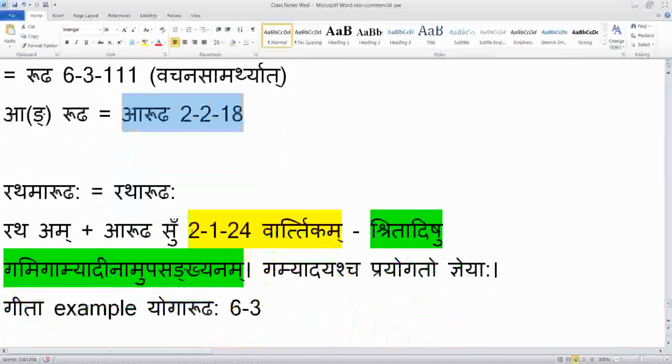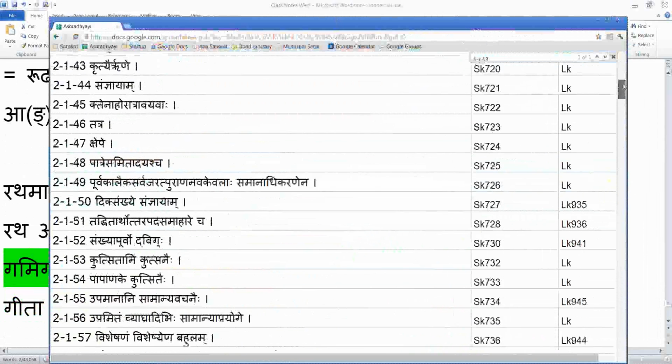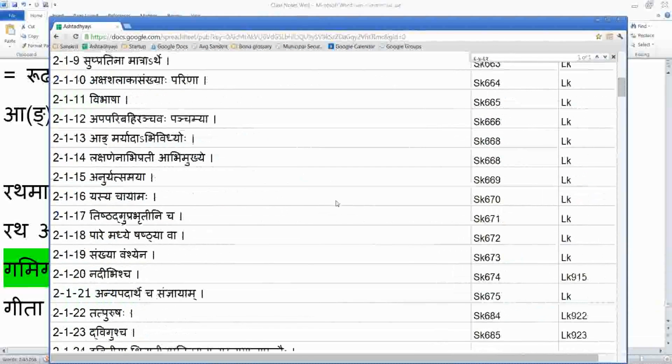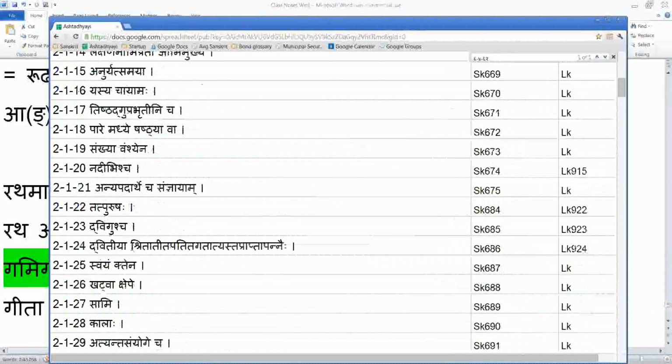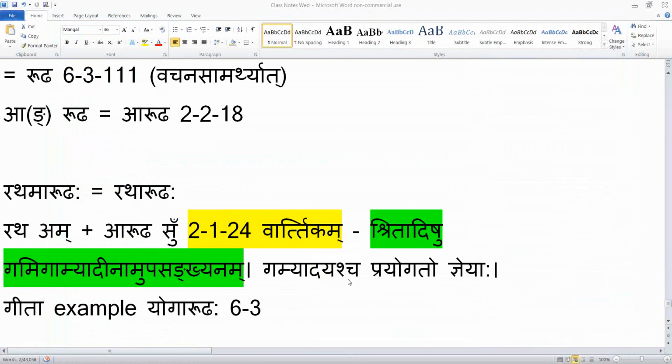And then Ratham Arudha, Ratha Rudha. We make a Dvitiya Samasa out of it. Now, as you know, in Tatpurusha land, Panini has specific sutras only, so we have to extend some of them. So we have to extend this to 2.1.24, which is a Dvitiya Tatpurusha Samasa. It doesn't have this word Rudha in there. Panini only puts Dvitiya, Shritatita, Patita, Gatatyasta, Prapta Pannaihi. Only these we can use. Dvitiya Samasa, but then there is a Vartikam on that: Shitadishu Gammi Gamyadinam Upasankhanam, and this is Gamyadayascha Prayogato Jneyaha. So as per the Shishta Prayoga, we can extend that list of 2.1.24. So we make this form Ratham Arudha, Ratha Rudha.